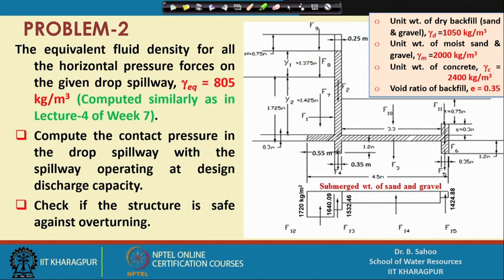Here the given values of unit weight of dry backfill are gamma d that equals 1050 kg per meter cube, unit weight of moist sand and gravel as 2000 kg per meter cube, and that of concrete is 2400 kg per meter cube, void ratio of backfill that equals 0.35.